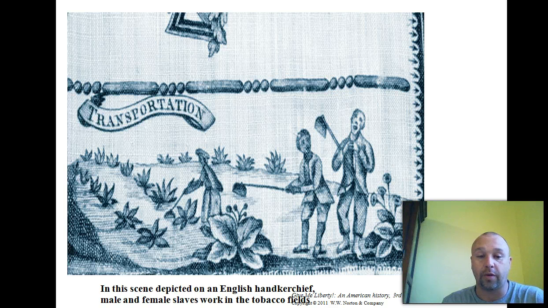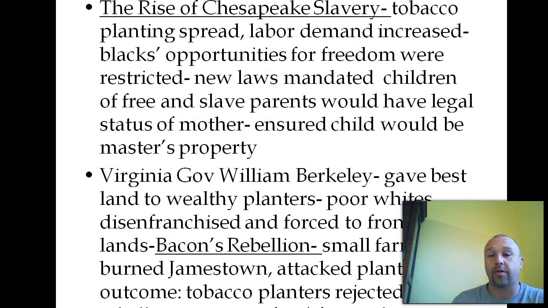Tobacco, along with rice and later king cotton, will be staples of these southern plantations. In the Chesapeake region, areas like Delaware and Maryland, tobacco planting is going to spread, labor demand is going to increase, and black opportunities for freedom will soon be restricted. New laws mandated that children of free enslaved parents would have the legal status of their mother, which essentially guarantees that a child would be the master's property.